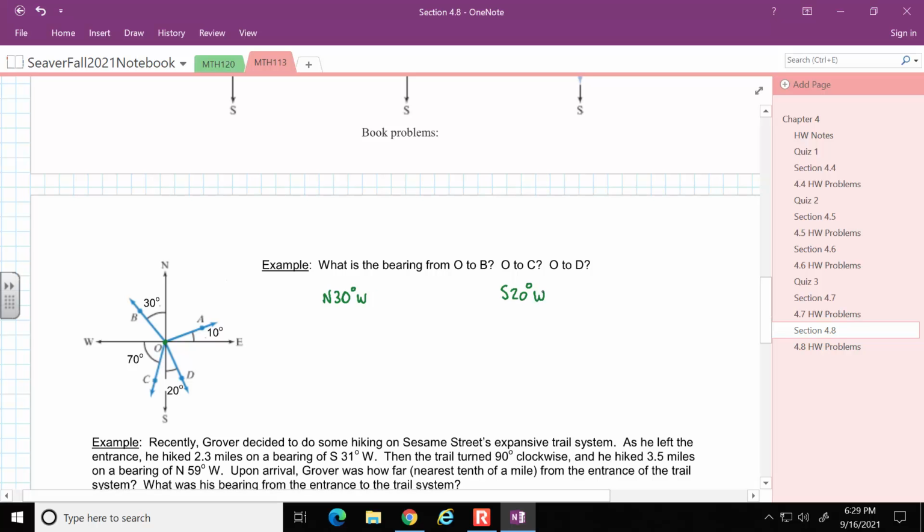20 degrees west. Now, you're given this 70 degrees, but off of this vertical axis, remember, that's where we're measuring off of. If this is 70 degrees and this entire quadrant's 90 degrees, that gives me 20 degrees west. What about O to D? South 20 degrees to the east. Okay, so that's one way that's used to measure.